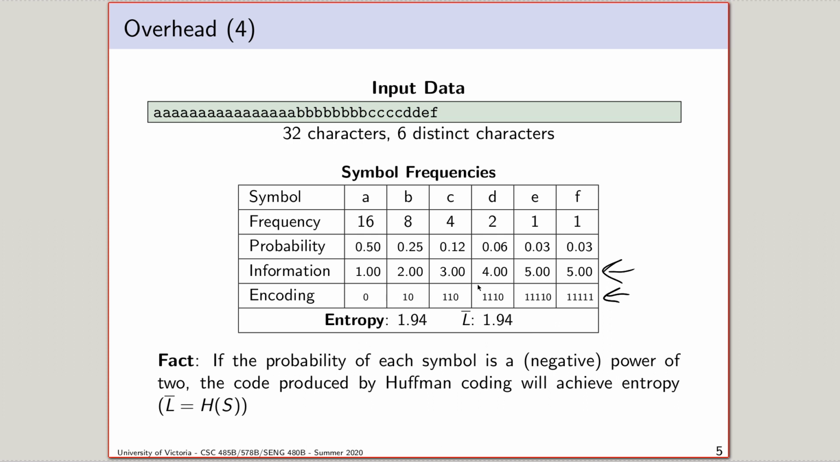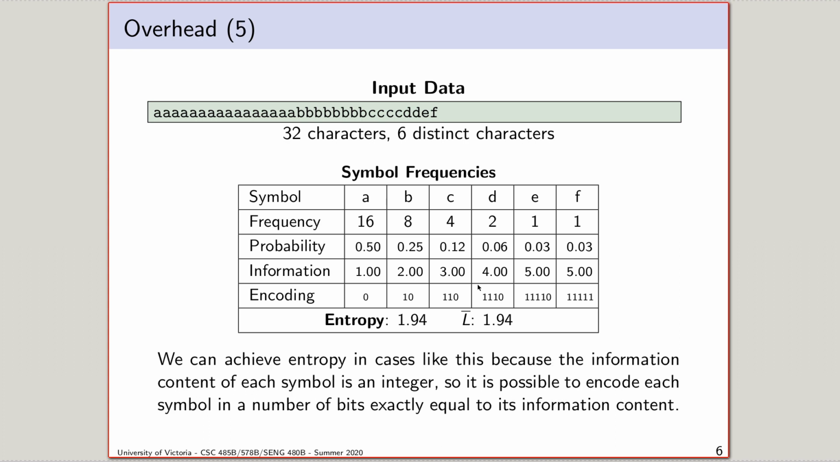The only time you're going to get information content being an integer is if the probability of each symbol is a negative power of 2. That's because information is computed with a log in base 2, and so those would cancel out. Now that's great, but obviously that's not going to happen very often.